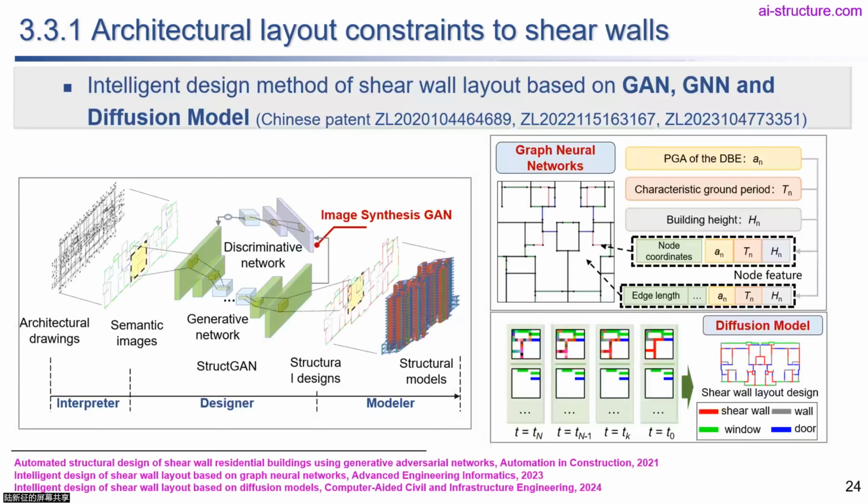So for the first step, we need to let the computer learn how to lay out a shear wall at the permitted location. So we proposed, as I mentioned, different algorithms to lay out the shear wall following the architectural design, based on generative GAN, CNN, and diffusion models. All the details are listed at the bottom with the papers. I cannot go into too much detail of that, and here I just show the result.